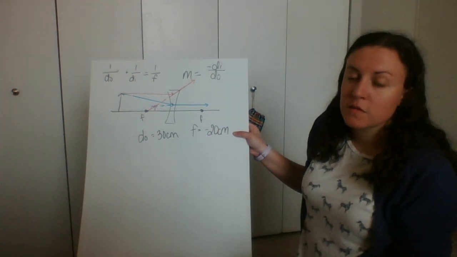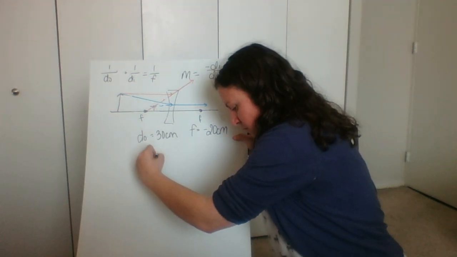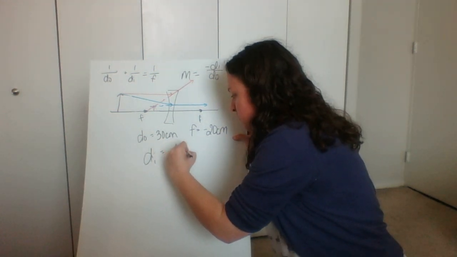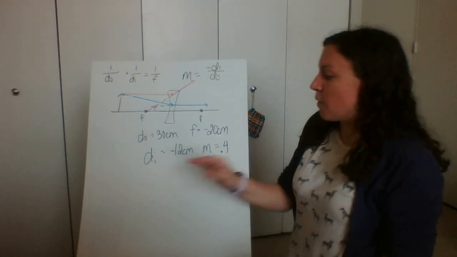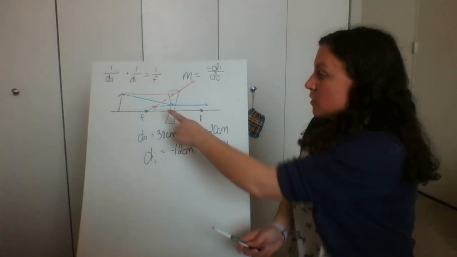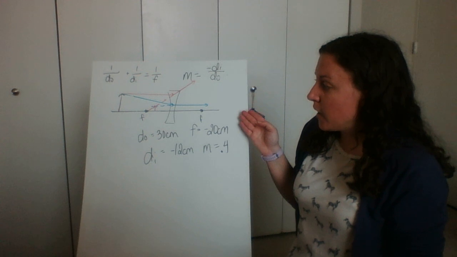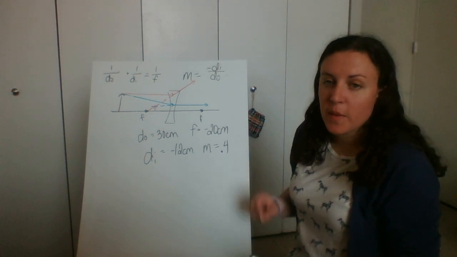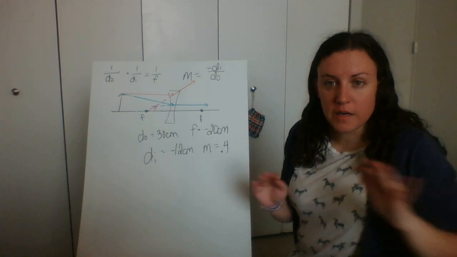Pause the video, find DI, find magnification. So DI is negative 12 centimeters. That means it's virtual, which is what I got, which is good. Magnification is positive, meaning it's upright, which it is. The absolute value of magnification is less than 1, meaning it's smaller, meaning all of that is done.